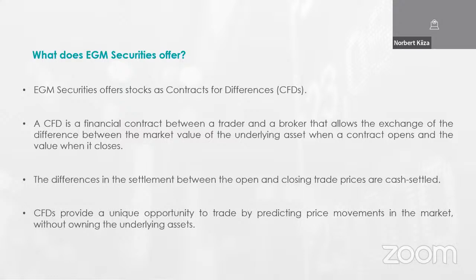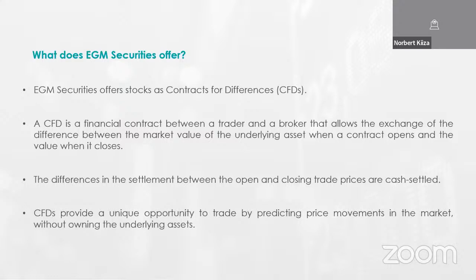A contract for difference is a financial contract between a trader and a broker, and it allows the trader to exchange the difference between the market value of the underlying stock when the contract is opened and the value when the contract is closed.